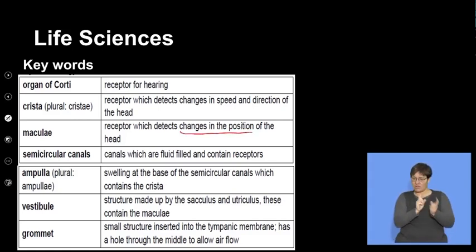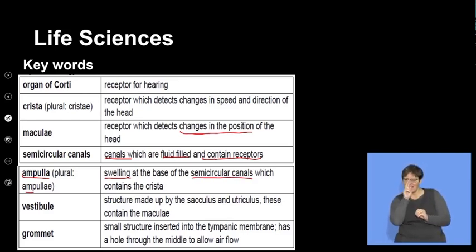And then the semicircular canals are those canals that look like a snail. They contain the receptors and they've got fluid inside them. And then we've got the macula, singular, maculae, plural. These are the swelling part at the base of the semicircular canal. I think you are now seeing the ear.